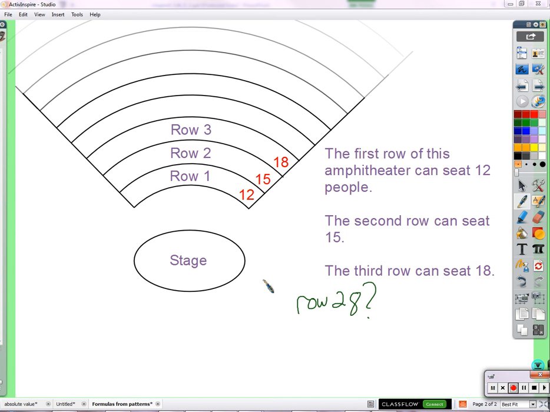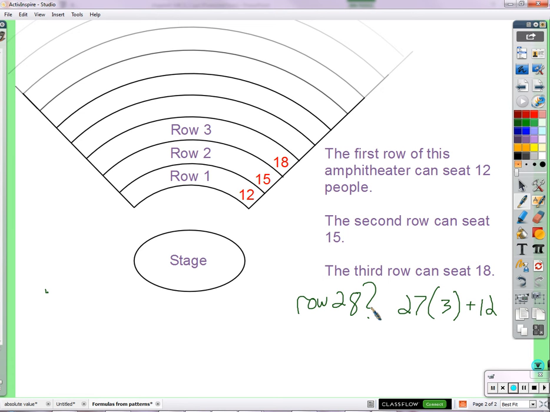We do 27 times 3, which is the number that it goes up every figure. Plus 12. Okay, explain to me why 27? Because it takes 27 steps to get to it. Right, if I were literally standing in row 1 and I wanted to step back to row 28, it would take 27 steps to get back there. Times 3, because that's how much it goes up by every row. And plus 12, because that's how many are in row 1. That's how many you started with. We're going to start at 12, add on 3 and add on 3 and add on 3. We just have to keep in mind we're adding all that to the original 12.